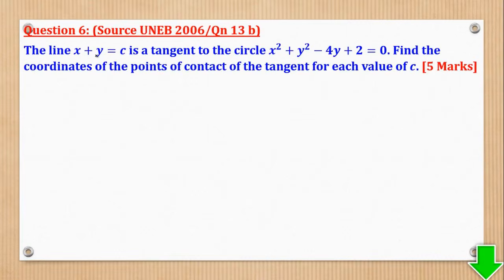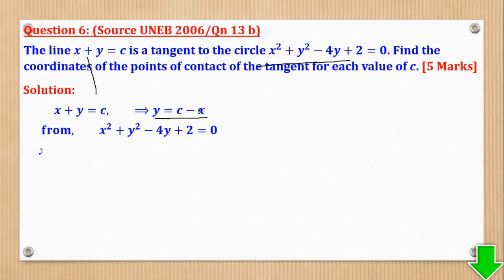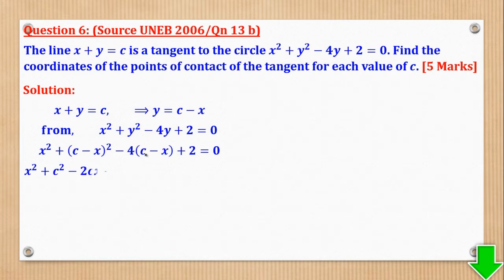Then question 6 came from UNEB 2006 paper 1 question 13b and says the line this is a tangent to the circle this. Find the coordinates of the points of contact of the tangent for each value of C. So from this line, make y the subject, you'll come up with that. Then from this circle, substitute for y to come up with that. Then expand this to come up with this, and also open brackets for this to come up with that.